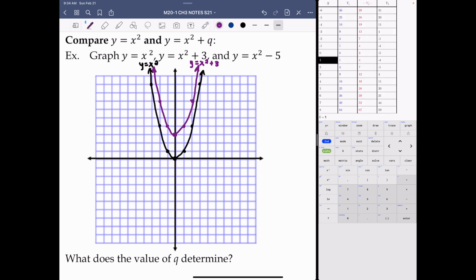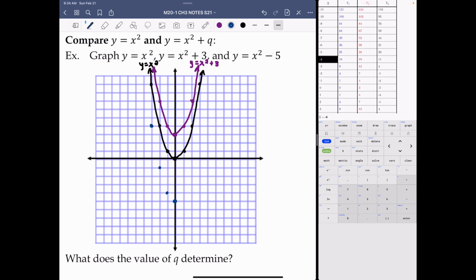And I see that when x is 0, y is -5. I'm going to do this one in blue. So x is 0, y is 1, 2, 3, 4, -5 down here. When x is -1, y is -4. When x is -2, y is -1. So x is -2, y is -1. When x is -3, y is +4. -3 up to 4, right there.